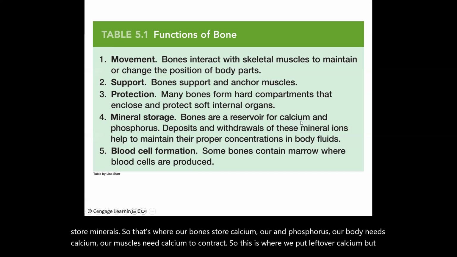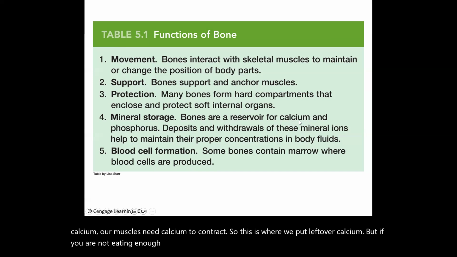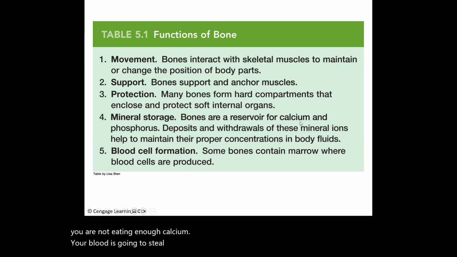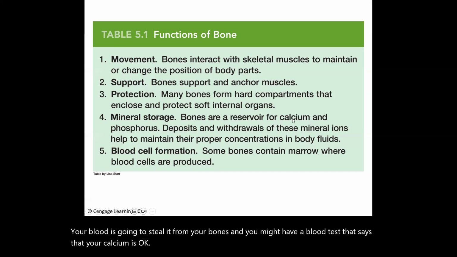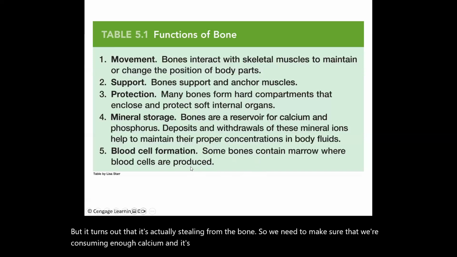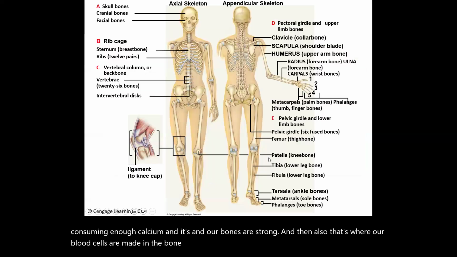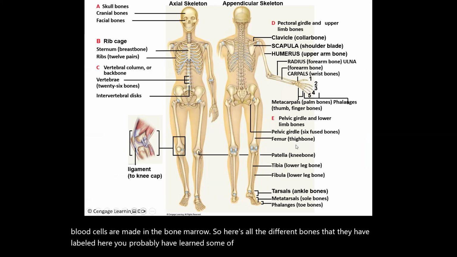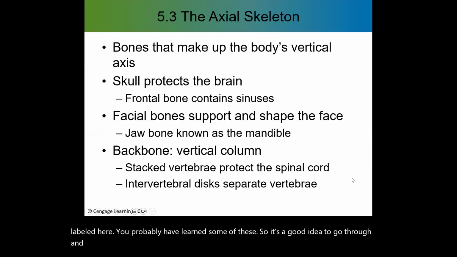But if you are not eating enough calcium, your blood is going to steal it from your bones. And you might have a blood test that says that your calcium's okay, but it turns out that it's actually stealing from the bone. So we need to make sure that we're consuming enough calcium and our bones are strong. And then also that's where our blood cells are made, in the bone marrow. So here's all the different bones that they have labeled here. You probably have learned some of these. So it's a good idea to go through and become familiar with some of these names.